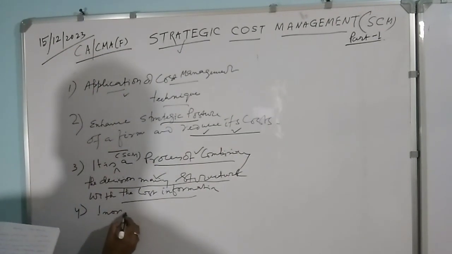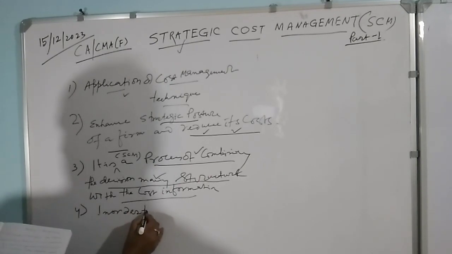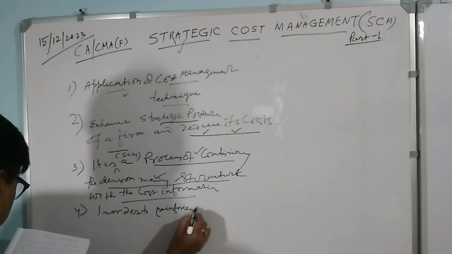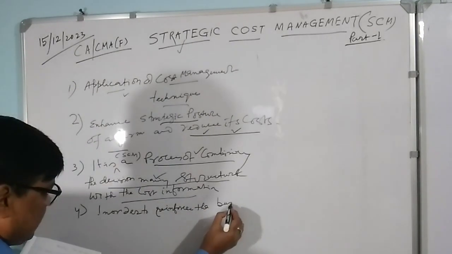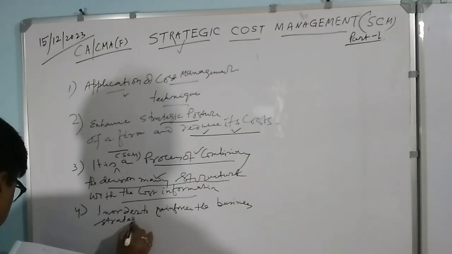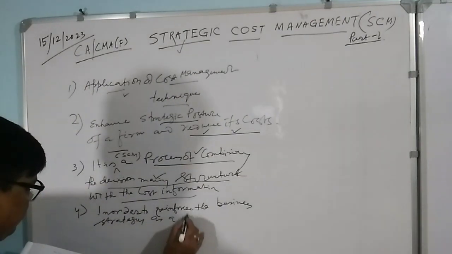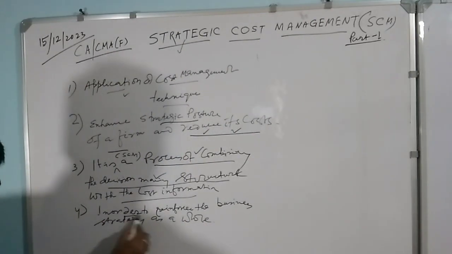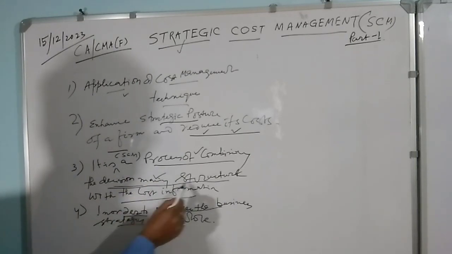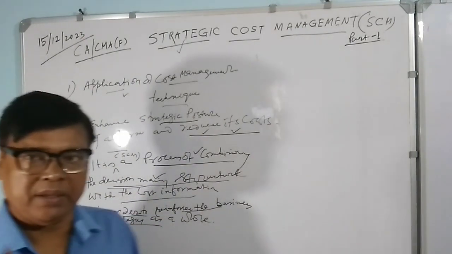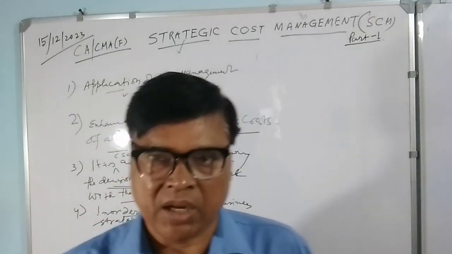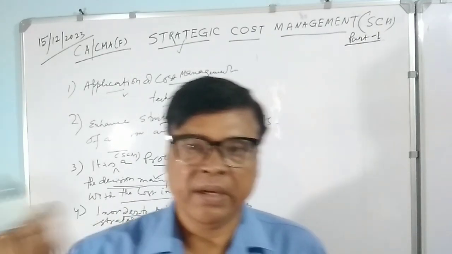In order to reinforce the business strategy as a whole. What is this thing? In order to reinforce the business strategy as a whole. You see that your decision making structure will be stage wise. You see that your decision making structure will be division wise.